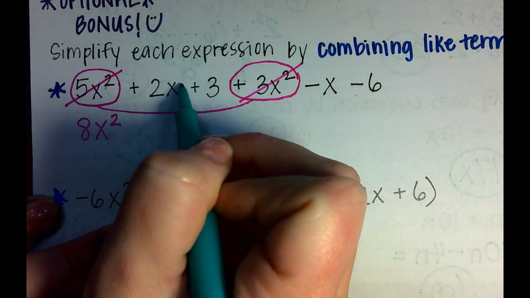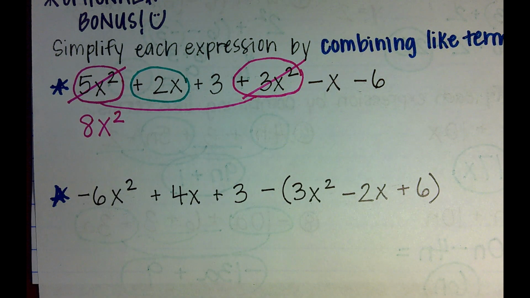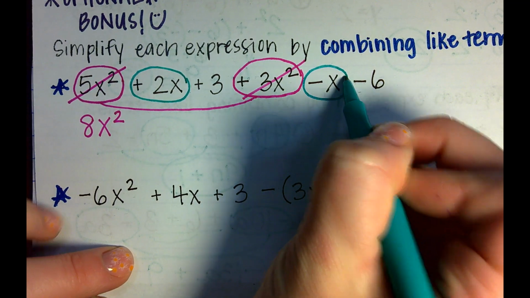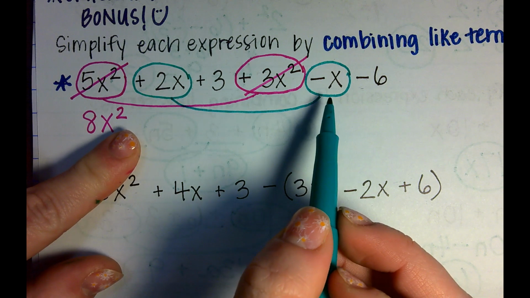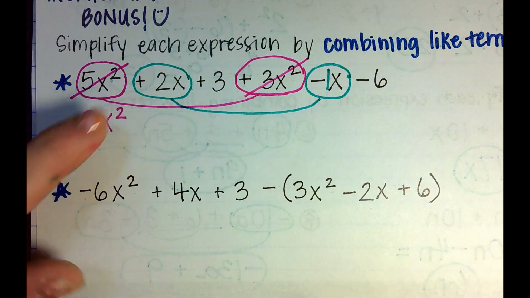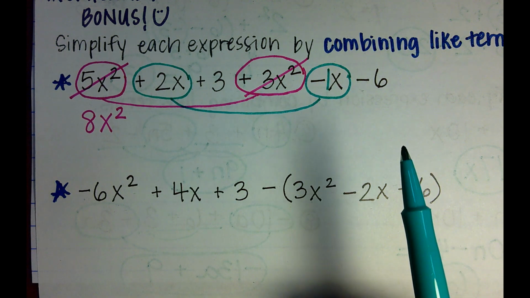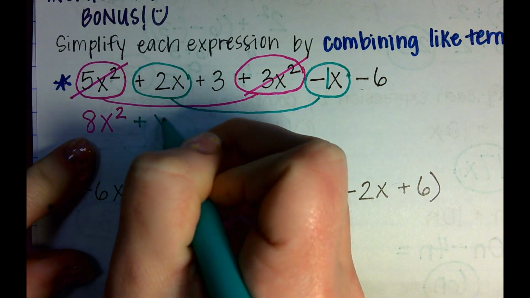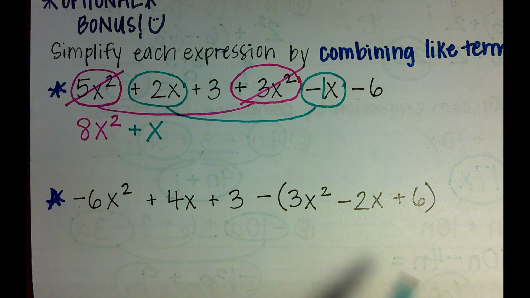Let's look at our x's. I have plus 2x, minus x. So 2x minus, remember this is like 1x, gives us x. 2x minus 1x is 1x, or x. So we're going to write plus x. If you write plus 1x, I will count that right. That is still the same. That is fine with me.